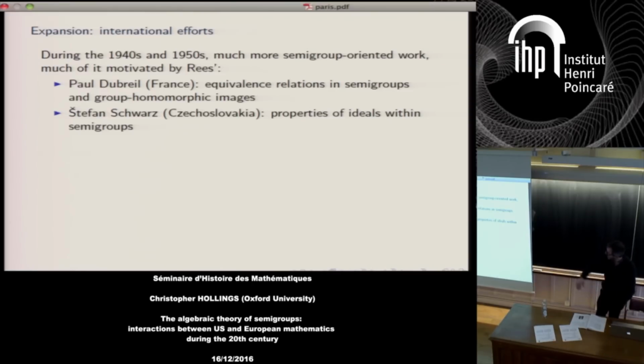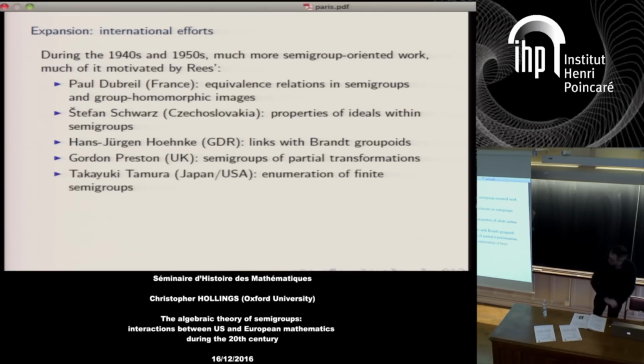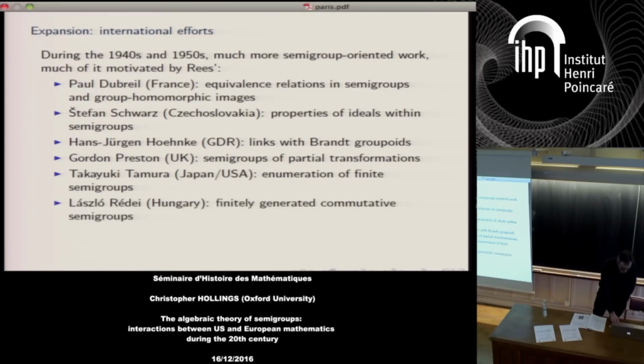You have Stefan Schwarz, who was one of the few people to build directly on Sushkevich's work. You have Hans-Jürgen Hoehnke in East Germany, with links to Brandt groupoids. Gordon Preston in Oxford, looking at semigroups of partial transformations. You begin to get Japanese contributions, Hungarian ones, and so on. So the theory is spreading.